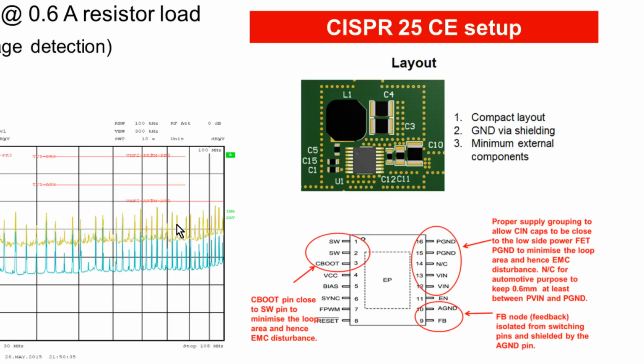For EMI optimization of any automotive design, it is very important to choose an IC with pinouts that were designed with EMI performance in mind. So in all our new automotive DC-DC converters, we have tried to innovate with both packaging and pinouts to optimize EMI performance. What you can see here is VIN is placed next to the P ground. So what is the advantage of this pinout?